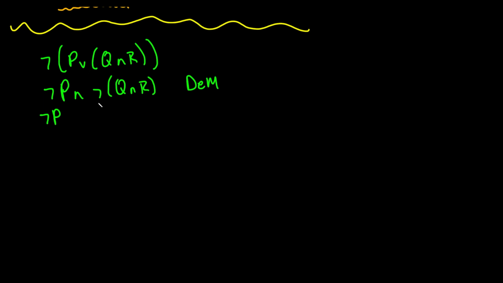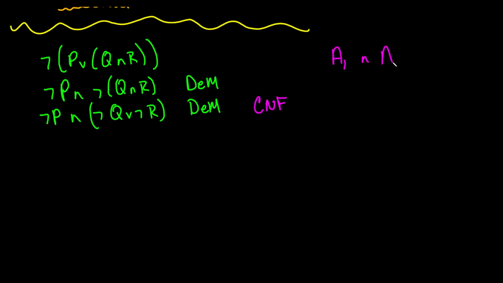The next thing to note is we can use De Morgan's laws again. This time we're going to use it on the right conjunct. And this will give us not Q or not R. This is also by De Morgan's laws. At this point, you might consider stopping because take a look. This formula is in conjunctive normal form because it is a conjunction of the form A1 and A2. And both of those conjuncts are elementary disjunctions.